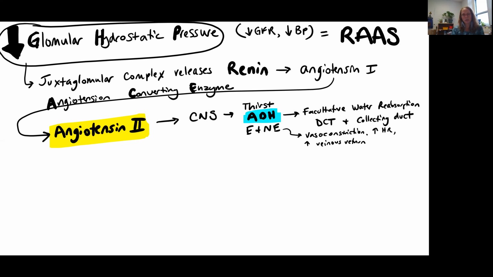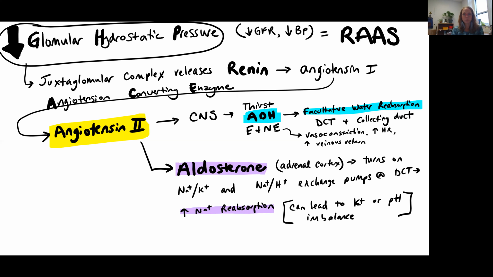Angiotensin 2 does several things. One of its jobs is to talk to the central nervous system. It's going to increase your thirst. It's going to trigger the release of ADH, antidiuretic hormone, from your neurohypophysis. This will trigger facultative water reabsorption in both the DCT and the collecting duct. In addition, we're going to get the release of epinephrine and norepinephrine, which is going to cause vasoconstriction, increase your heart rate, and increase your venous return, so really increasing your blood pressure.